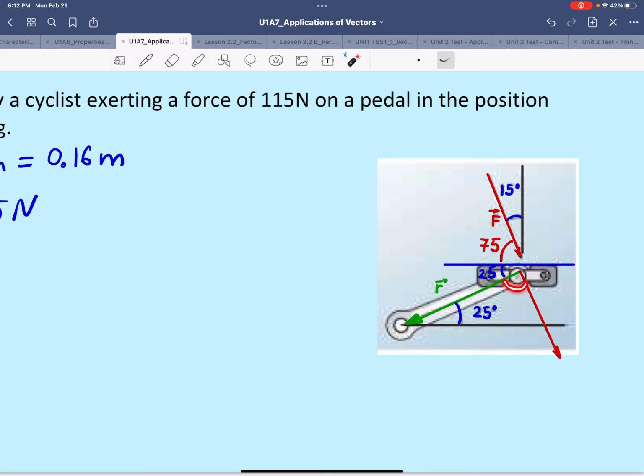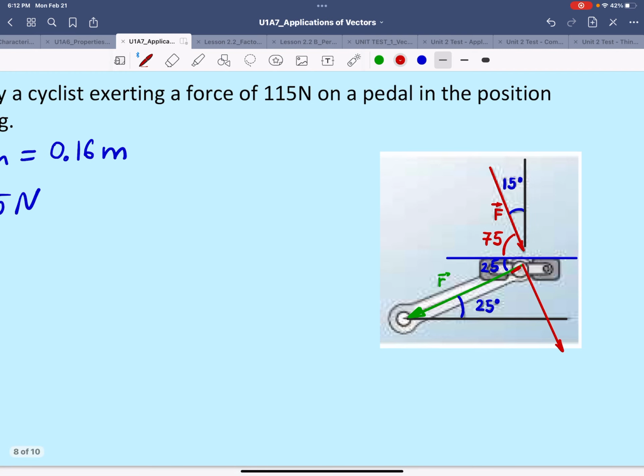So far we have 15, we have 75, 25, and we are interested in knowing what the angle between r and F is. So this angle right here. I will highlight this so that we can see it better. And we'll say that since the force has been just translated here, that's a 180 degree angle. We have 75 plus 25. That makes 100 degrees. And that will make the angle between r and the force 80 degrees.